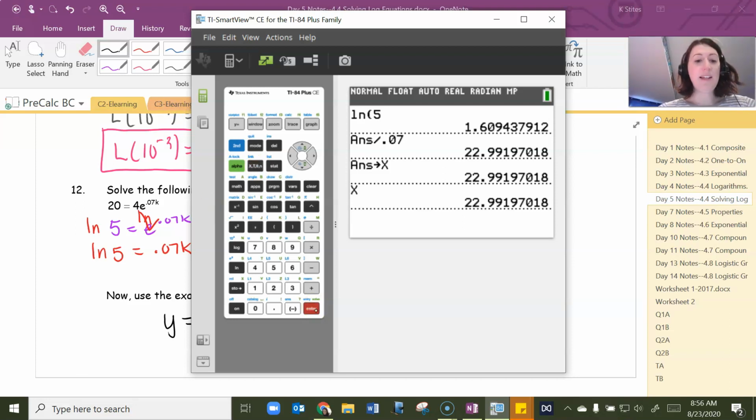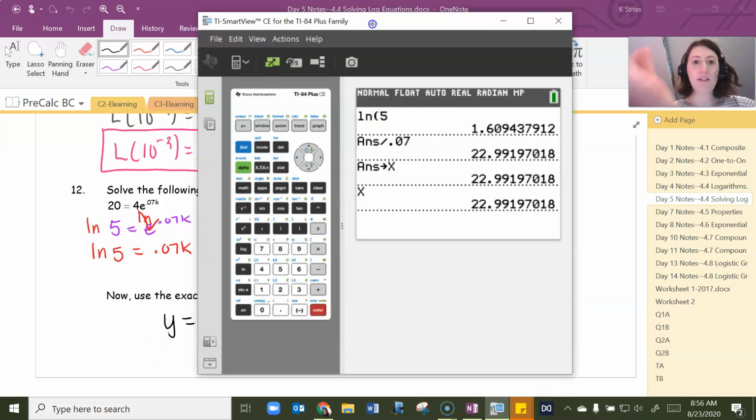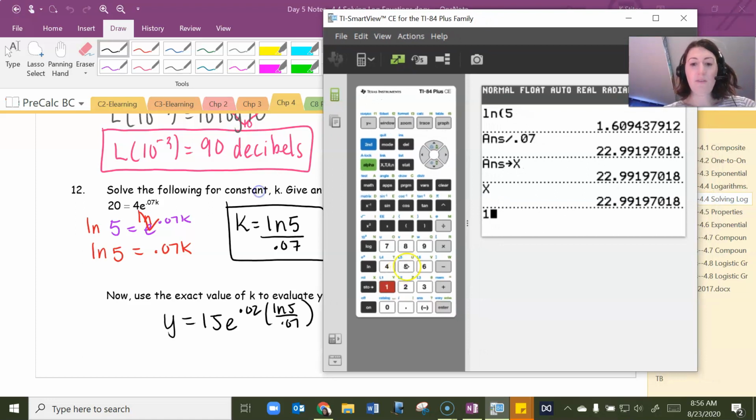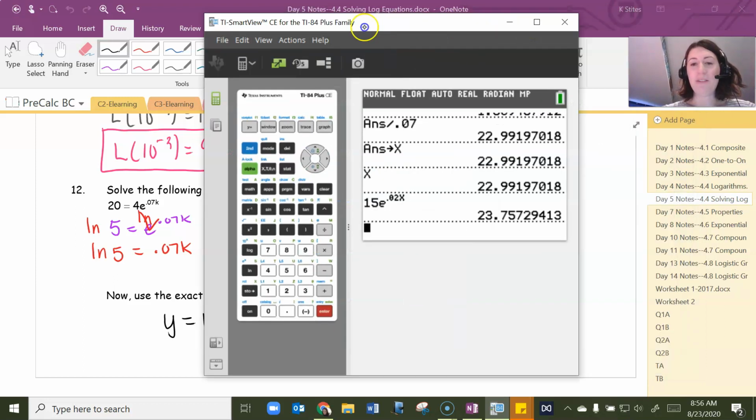So that makes it a lot easier to type in something like this, because now I just need to type in, move this over, 15 e to the 0.02x instead of typing in the natural log of 5 over 0.07. All right, so we should get 23.757.